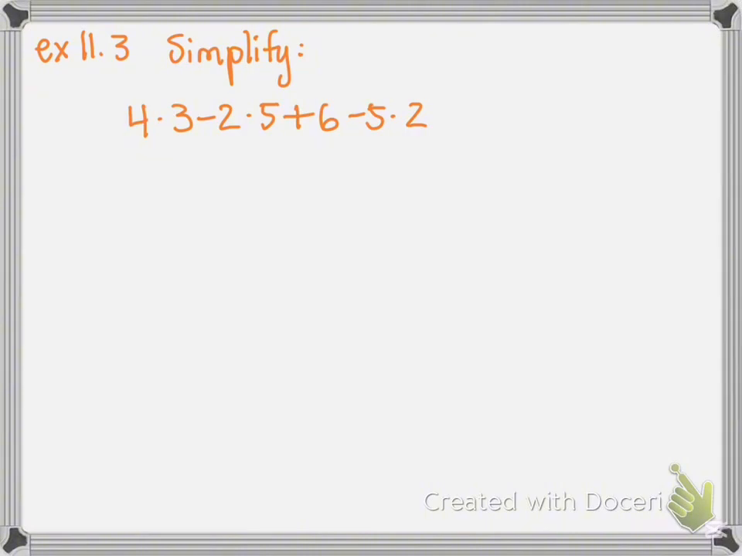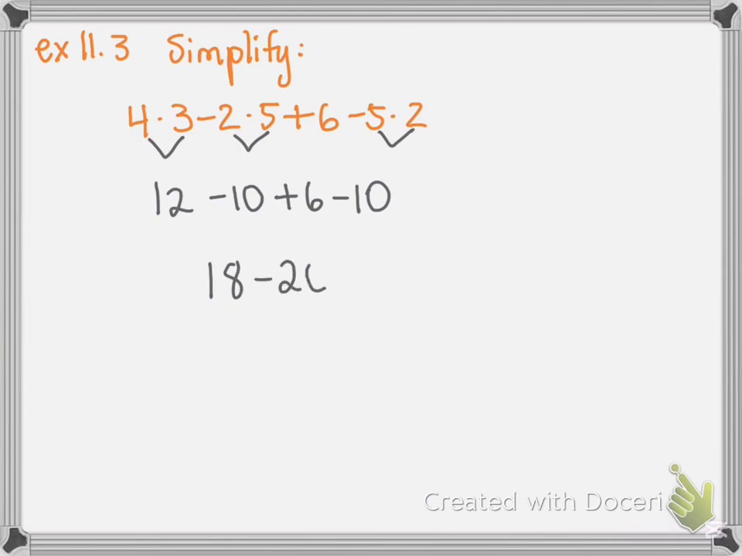Let's look at this last example. Again, we find the multiplications. We have here 4 times 3, -2 times 5, and -5 times 2. 4 times 3 is 12. -2 times 5 is -10 plus 6. And then -5 times 2 is -10 again. Now we have the positives. 12 plus 6 is 18. And the negatives, -10 minus 10 is -20.